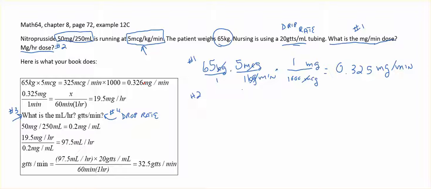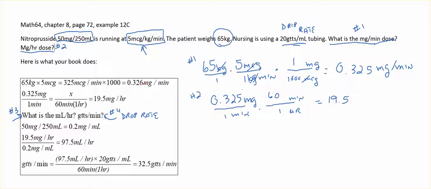Now they want to know, well, what is it for an hour? Well, that's easy. I can just take my answer from the first one, which is 0.325 milligrams per minute, and I'm going to change that to hours. Minutes on top, hours on the bottom. 60 minutes and 1 hour. I still have that answer sitting in my calculator, so I'm just going to multiply it by 60, and I get 19.5.